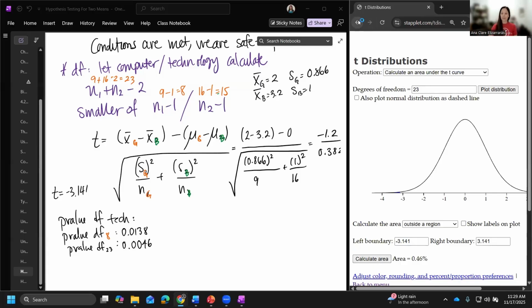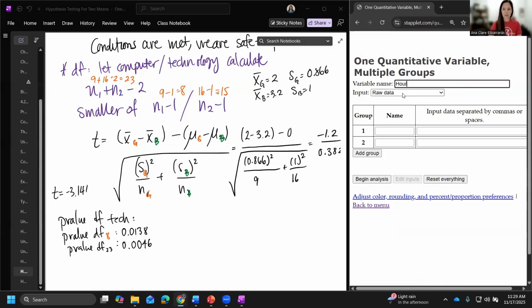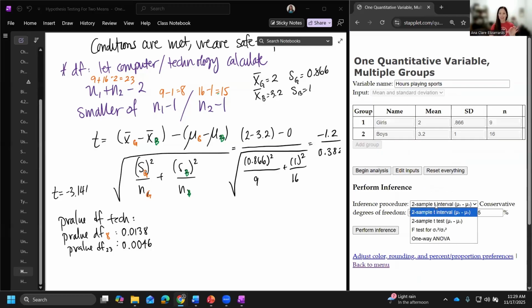What if we did it with our calculation where we went into perform inference? One quantitative variable, multiple groups. This is hours playing sports. We have to do the mean and the standard deviation. We do not have raw data. Our girls had a mean of 2, a standard deviation of 0.866, and 9 in their group. Our boys had a mean of 3.2, the standard deviation was 1, and the sample size was 16. We begin analysis, and then we need to tell it we want to test. We do not want conservative degrees of freedom, but our alternative needs to be not equal to.